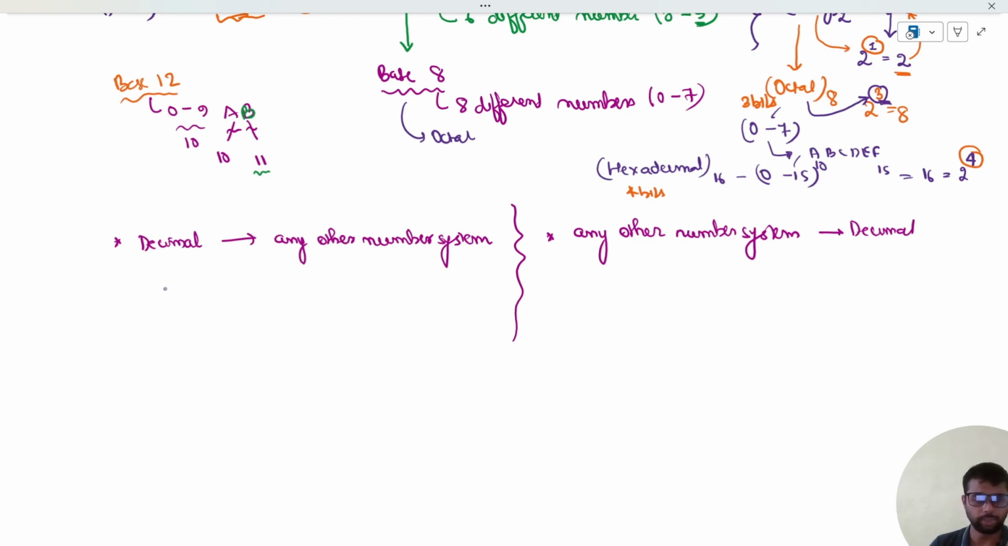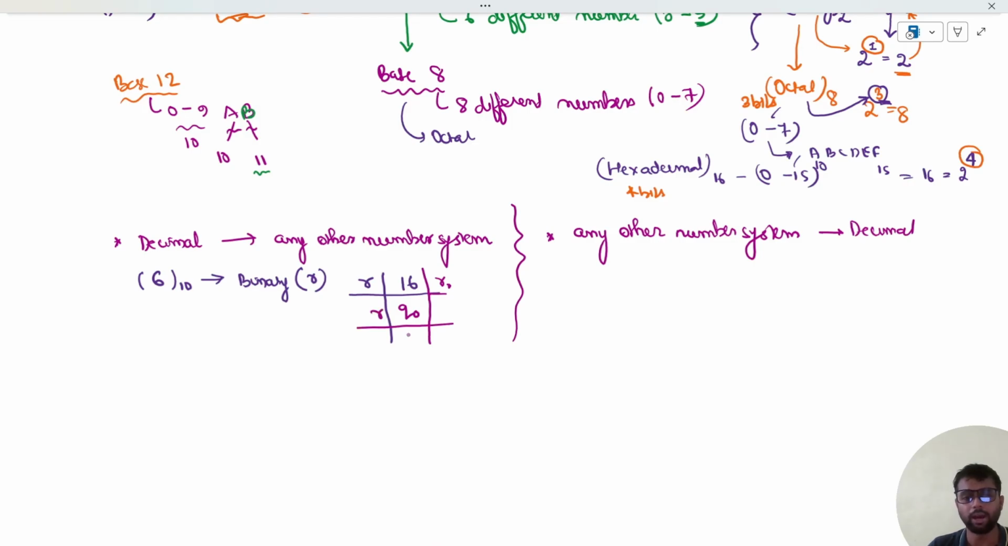For example, suppose we want to convert 16, this is a decimal, into the binary number system. Or let's suppose any number system whose base is given as R. What we do is take that number 16 over here, take that base over here, and go on dividing. We write the quotient over here and the remainder over here. Suppose this is Q0, this is R0.